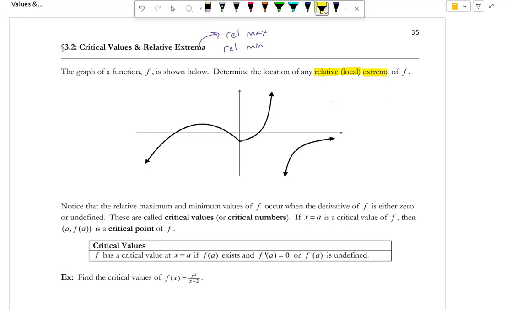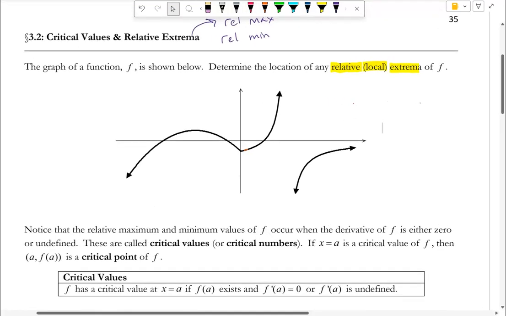All right, so if we look at this graph of a function f shown below, we're asked to determine the location of any relative or local extrema of f. So if I'm looking for a relative min or a max, that's going to be the highest or lowest, depending if it's a max or a min, point in its local vicinity. So all the other points around that point will be either lower than it if it's a maximum or higher than it if it's a minimum.